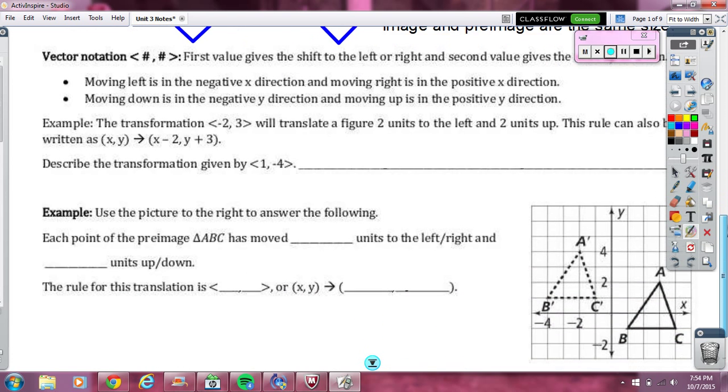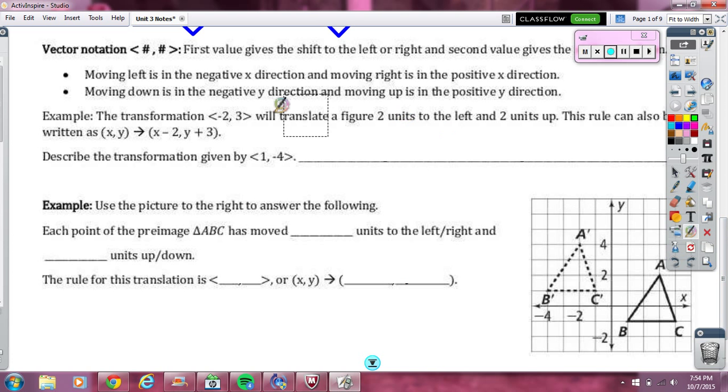When we're talking about translations in the coordinate plane, you're going to be given two numbers, so vectors, that describe how your object is moving. If you're moving to the left, that would be a negative in the x direction, or if you're moving right, that's a positive x direction. If you're moving negative in the y direction or down, moving up would then be a positive in the y direction. So let's maybe look at an example and kind of make some more sense of that.